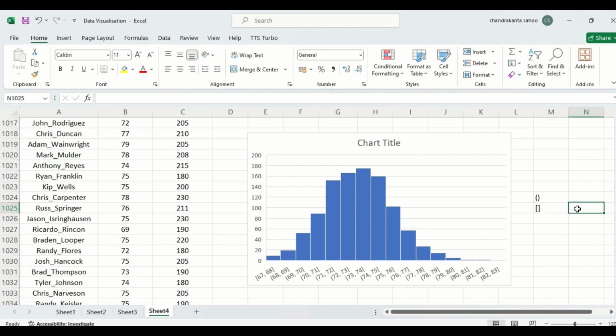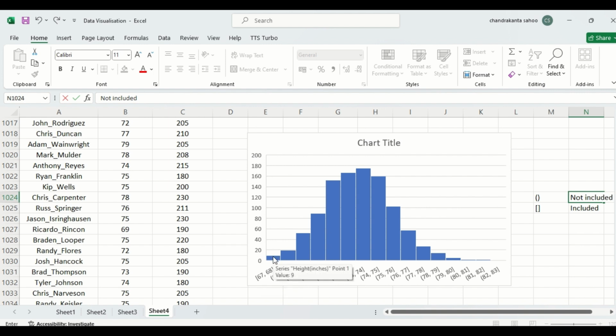Square means it is included. Okay, this round means not included. What does it mean? You see the first column. In the first column, there is one square bracket. Okay, that means 67 and 68 are part of the first column. What is the value? That means 9 is the frequency.